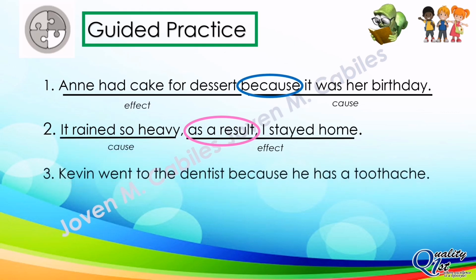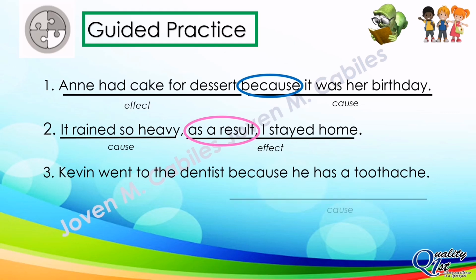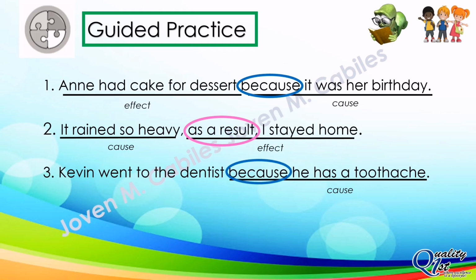Now for number 3, Kevin went to the dentist because he has a toothache. Now for the cause, we have because he has a toothache, because of the signal word because. So the remaining part of the sentence will now be the effect.